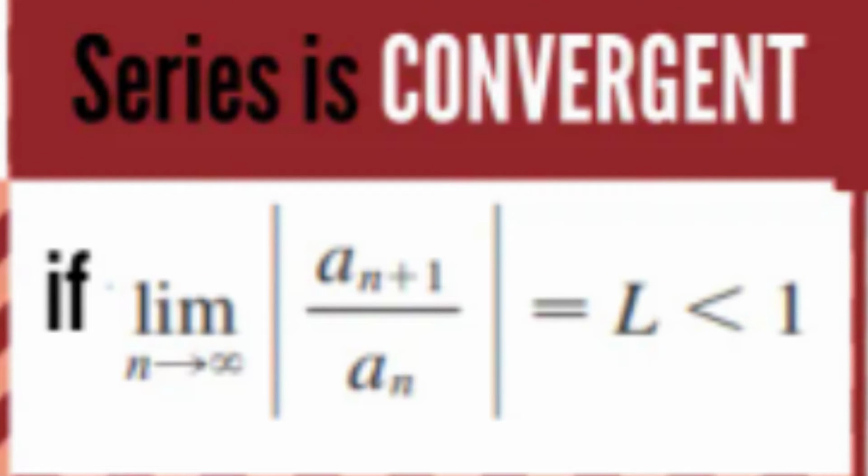1. If the limit of the absolute value of a sub n plus 1 all over a sub n as n approaches infinity equals L, which is less than 1, then the series, the summation of a sub n as n ranges from 1 to infinity, is absolutely convergent.